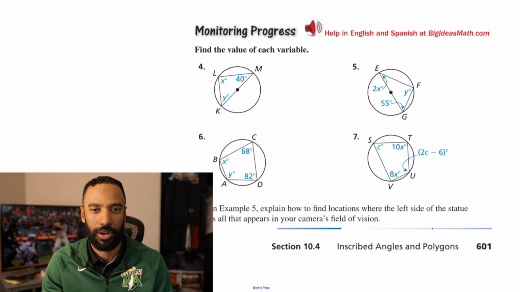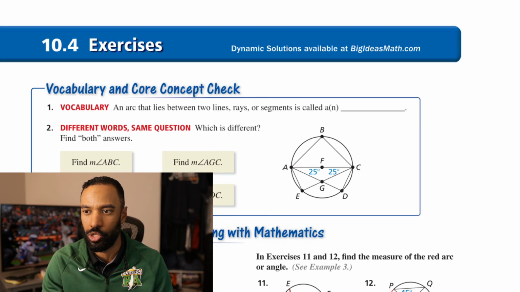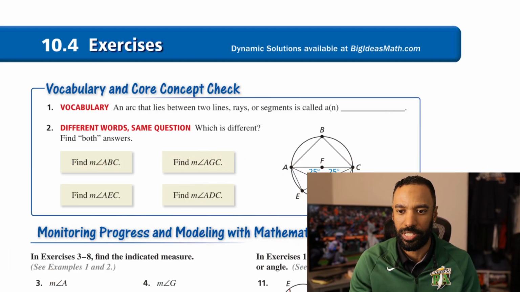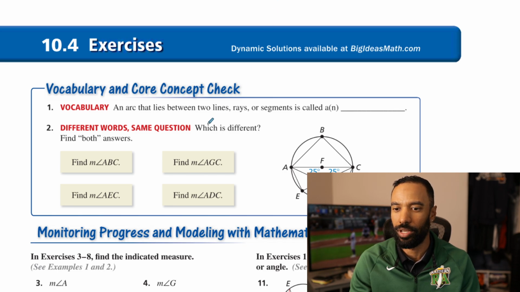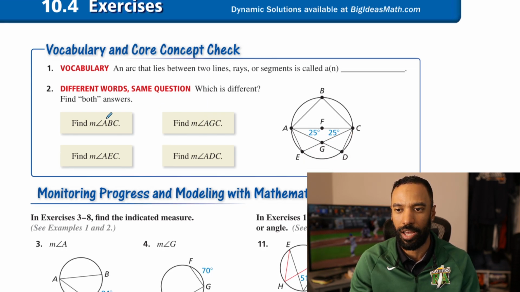Okay, that's some monitoring progress. Because it's not ones that are listed, we're going to do our own, of course. Now we're at our own set, which is good. Let's go ahead and look at numbers 1 and 2, vocabulary and core concept check.